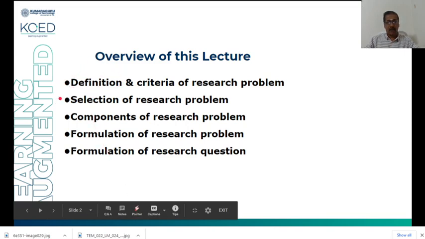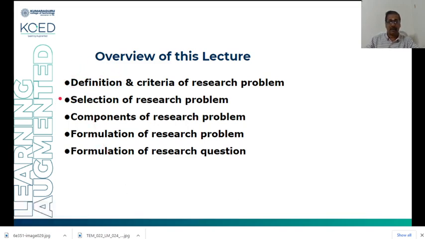First, we will look at what the definition of a research problem is, what the criteria are, how to select a research problem, what components should be present in a research problem, and how to formulate a research problem stepwise. Finally, for the selected research problem, we will see how to frame appropriate research questions. Based upon that, we will get an appropriate solution for the selected research problem.